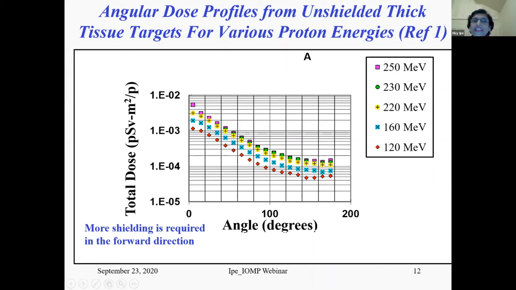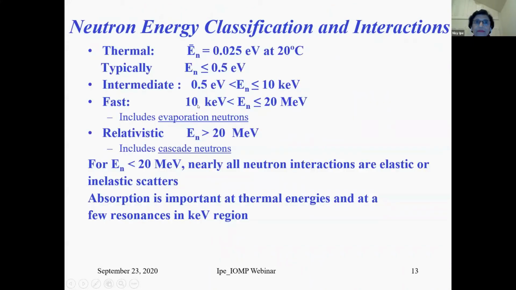So here we see the angular dose profile for a thick tissue target for various proton energies. So as the energy increases, the dose increases because the thresholds for nuclear interactions are exceeded. And as the production angle increases, the dose decreases and subsequently levels off. Thus, you will need more shielding in the forward direction.